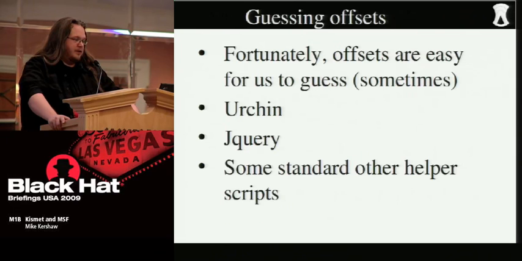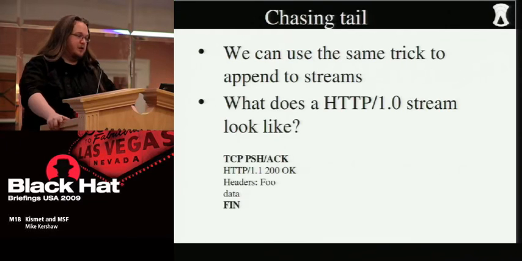Fortunately, offsets are easy for us to guess sometimes. So if we've remembered what those files were, we can just keep jumping along them. We can also use the same trick to append to TCP streams. What does an HTTP 1.0 stream look like?